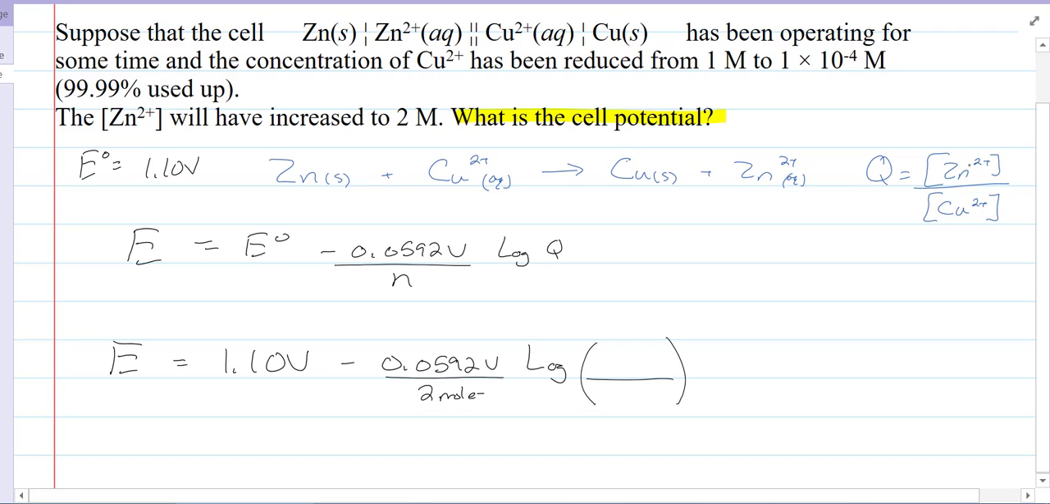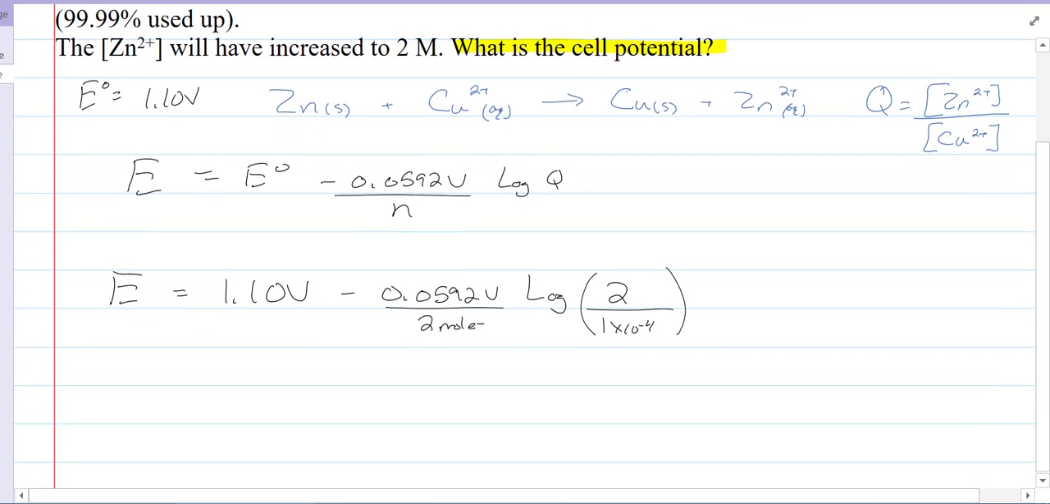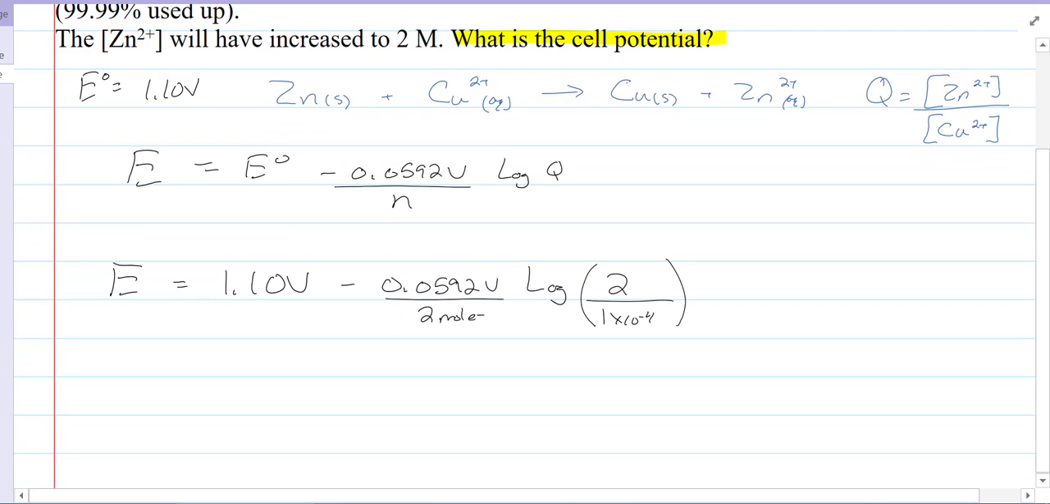Now, what was zinc's concentration? Zinc is going to be 2 molar, and copper is going to be 1 times 10 to negative 4 molar. All right. Now, technically, the mole of electrons here is already included into the units, so we don't really have to worry about that mole. It cancels. So our cell potential that we actually get is 0.97 volts. So that's the Nernst equation.